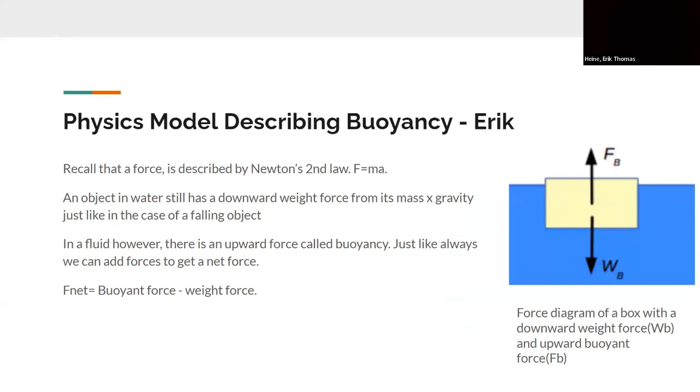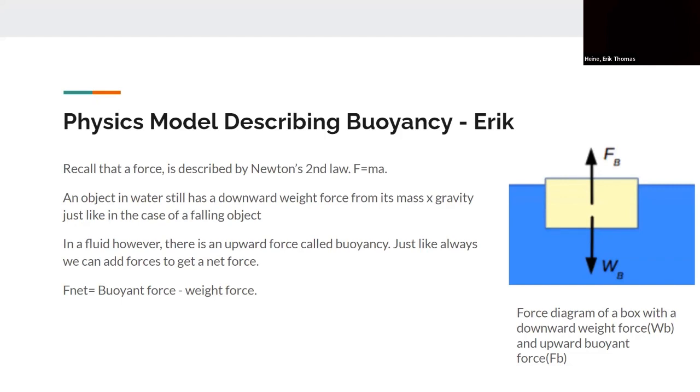So the ideas of buoyancy can be explained mostly using physics ideas that we should already be familiar with, particularly force. Recall that force is mass times acceleration. In the case of an object in water, there's a weight force pointing downwards. However, there's also another force pointing in the opposite direction, and this would be the buoyant force. This relationship is shown in the force diagram on the right.